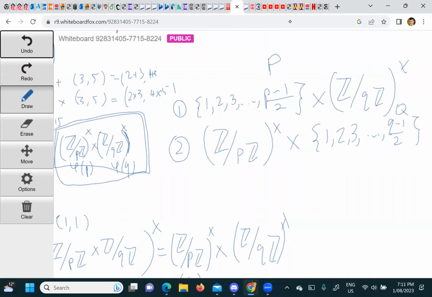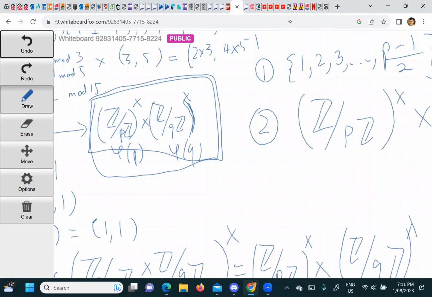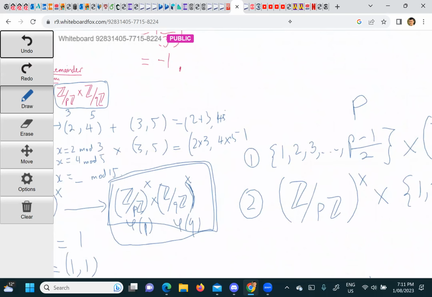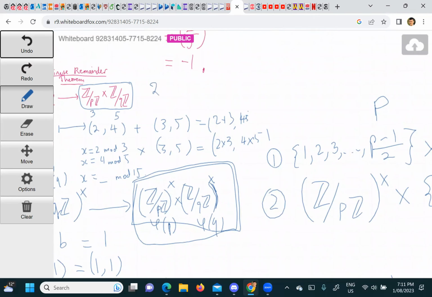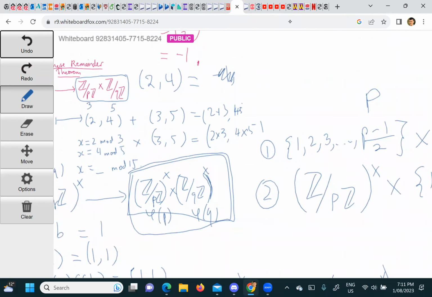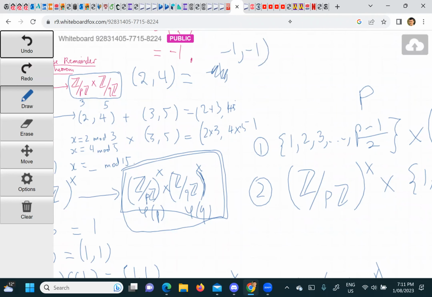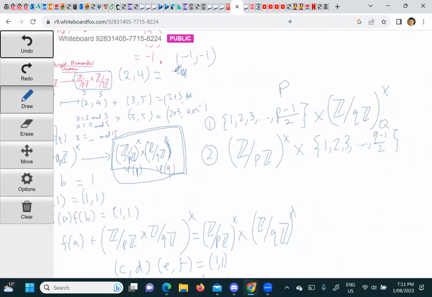So what's a typical thing in this set? If it's 3 and 5, the number could be like 2, 4. The 2 is more than halfway, so the 2 is actually -1, and 5 is also past halfway. So 2, 4 is actually the same as -1, -1.